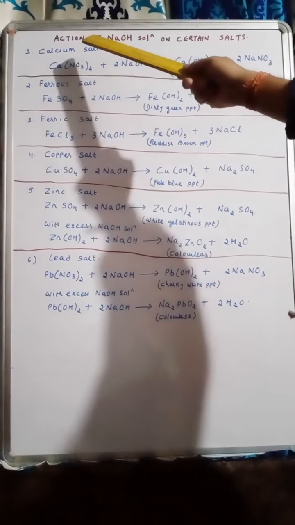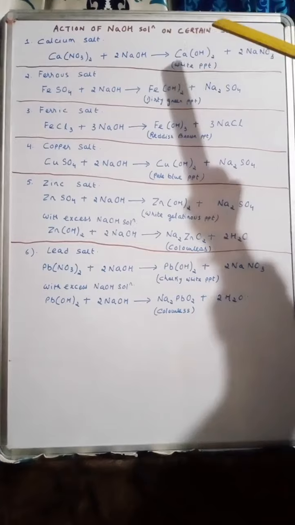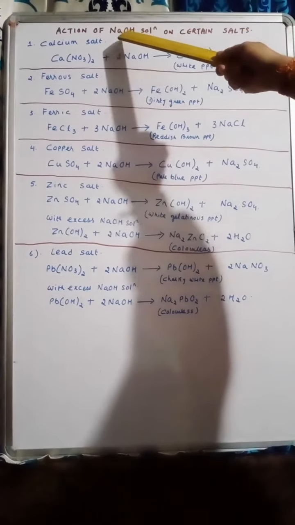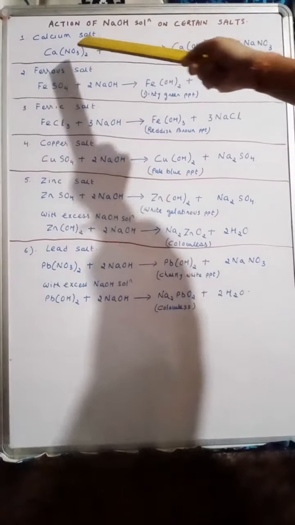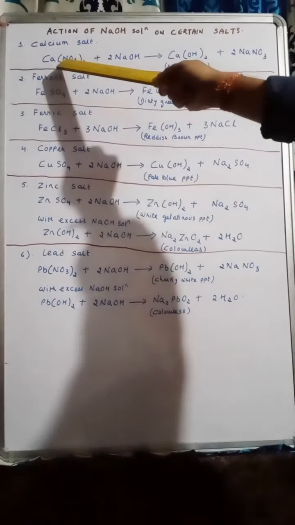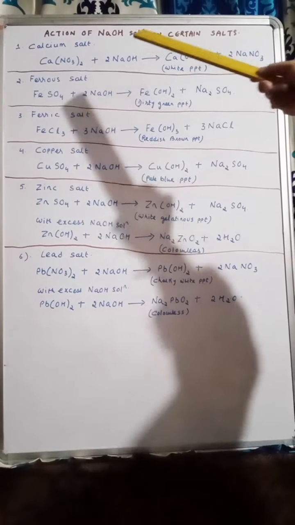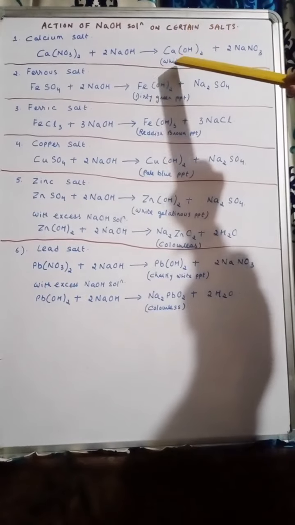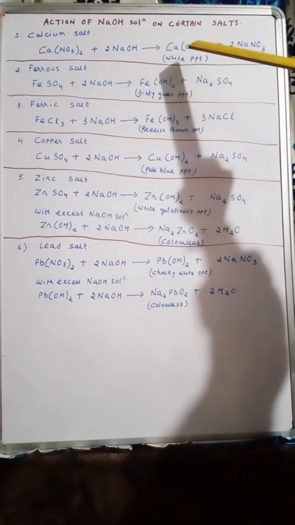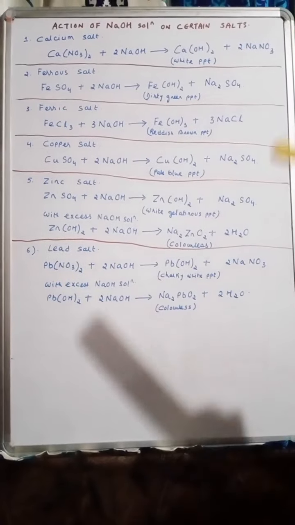In this video, I'll be explaining the action of sodium hydroxide solution on certain salts. Different salts, when treated with sodium hydroxide solution, will give you different colored precipitates. Like the first one, calcium salt. If you treat calcium salt like calcium nitrate with sodium hydroxide solution, we get a white precipitate, that is calcium hydroxide. And this white precipitate of calcium hydroxide is insoluble in excess of sodium hydroxide.